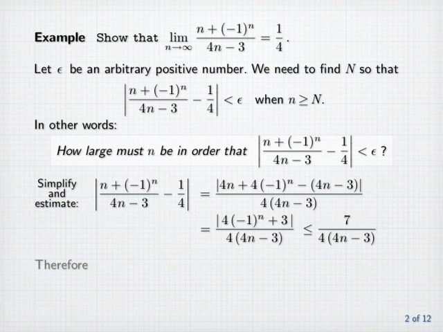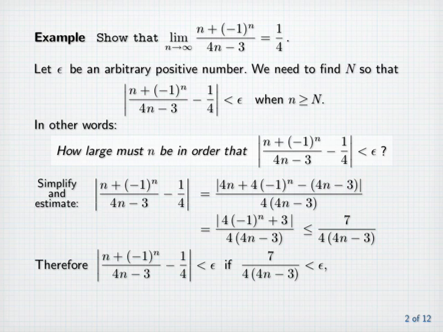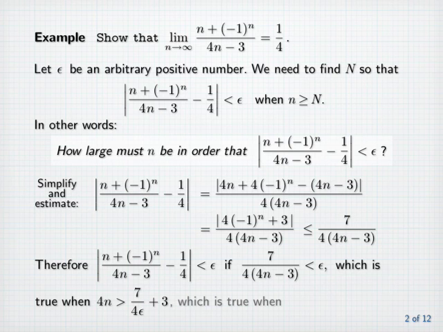Therefore, the absolute value of the difference between the nth term of the sequence and 1/4 will be less than epsilon if 7 over 4 times (4n minus 3) is less than epsilon, and by multiplying by 4n minus 3 and dividing by epsilon, we see that this is true if 4n minus 3 is greater than 7 over 4 epsilon. That is, 4n greater than 7 over 4 epsilon plus 3. And by dividing by 4, we see that that is true when n is greater than 7 over 16 epsilon plus 3/4. So we're essentially done.